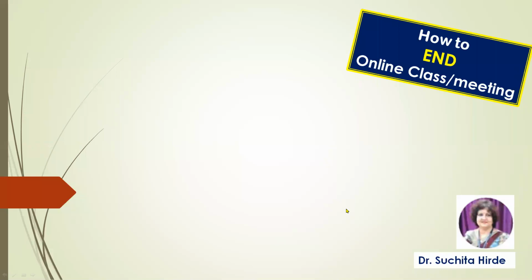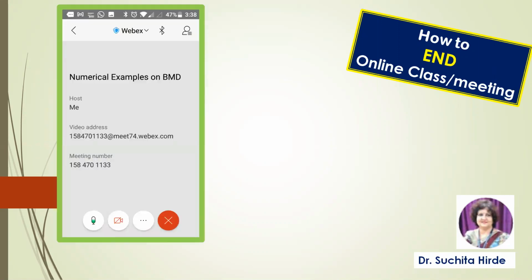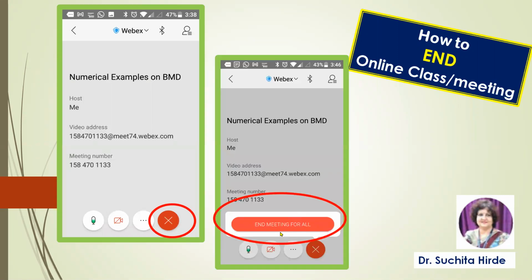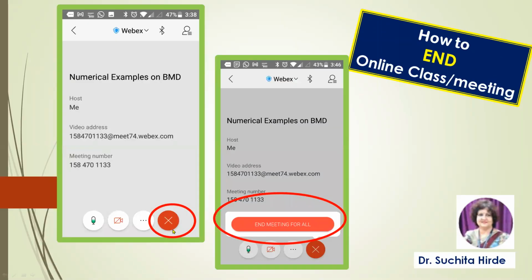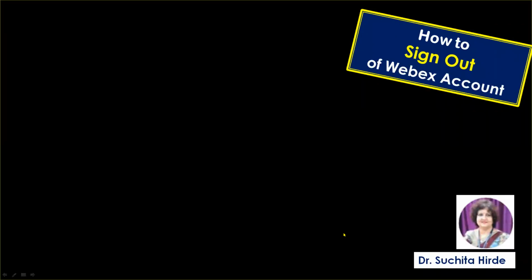Now the last but not the least step, that is how to end the online meeting properly. For that, you have to click on this cross sign here, then click on end meeting for all. If you are the host, then you can end this meeting. So click on this cross and end meeting for all. Your meeting will be ended.